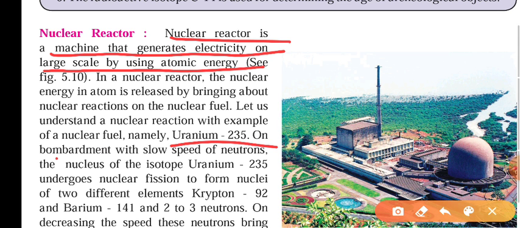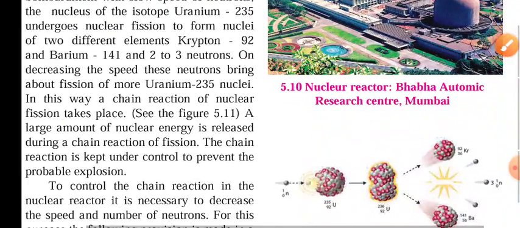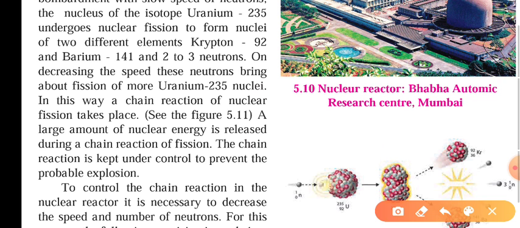Uranium 235 is bombarded with slow-speed neutrons. These neutrons break the uranium 235, which means it undergoes nuclear fission to form nuclei of krypton and barium, and 2 to 3 neutrons are also liberated. Those 2 to 3 neutrons will attack new uranium atoms and produce more, so it goes on continuously. That's why nuclear reactions are very dangerous.